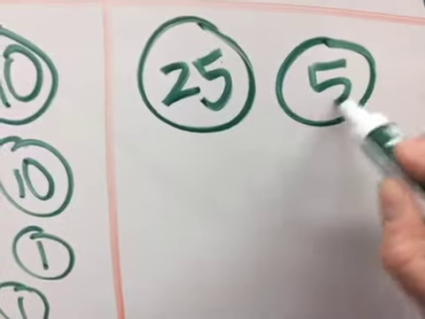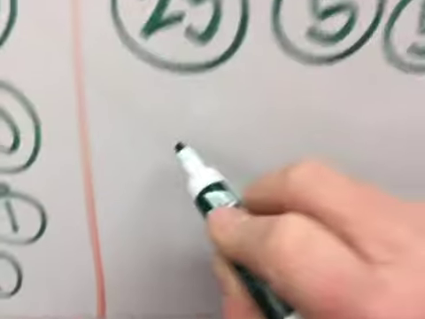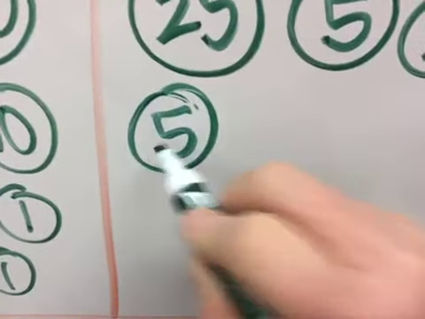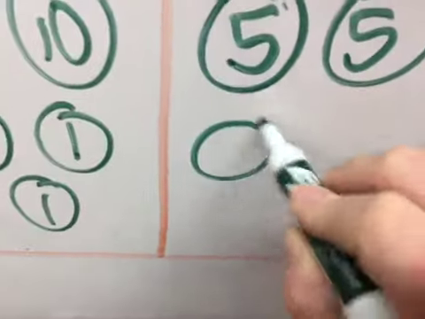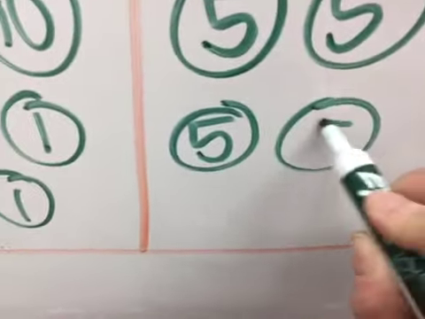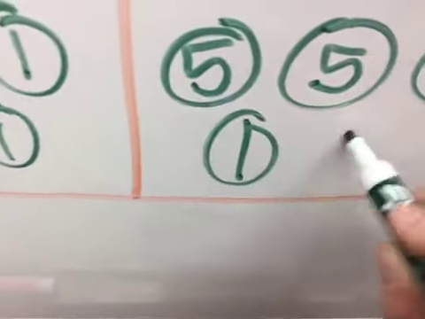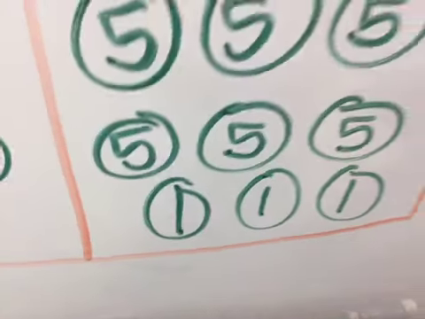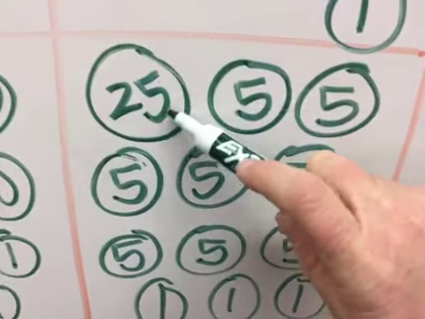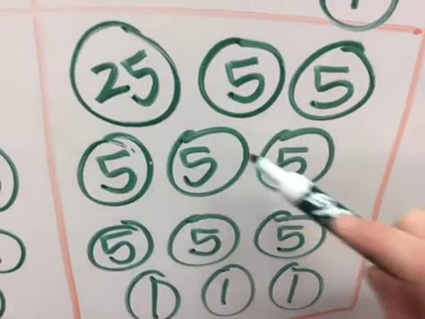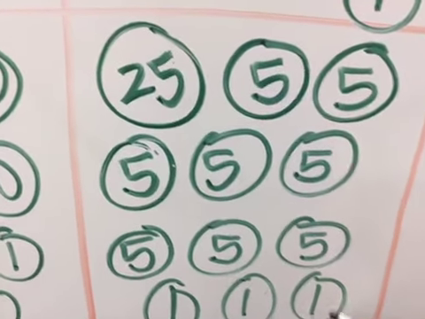25, and if I add a nickel, that would be 30. Another nickel, 35. Another nickel, 40. 45, 50, 55, 60, 65, I'm almost there, 66, 67, 68. So I found yet another way to make 68 cents. 25, 30, 35, 40, 45, 50, 55, 60, 65, 66, 67, 68.